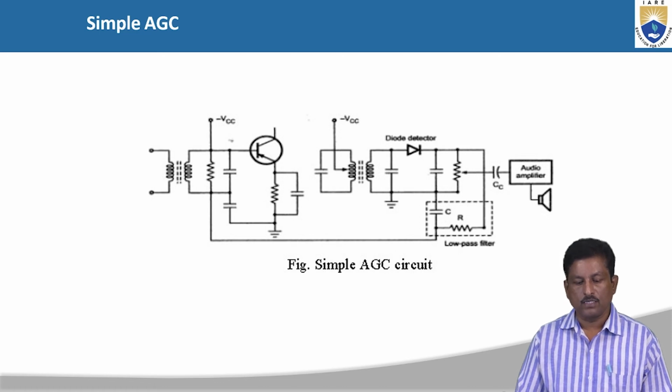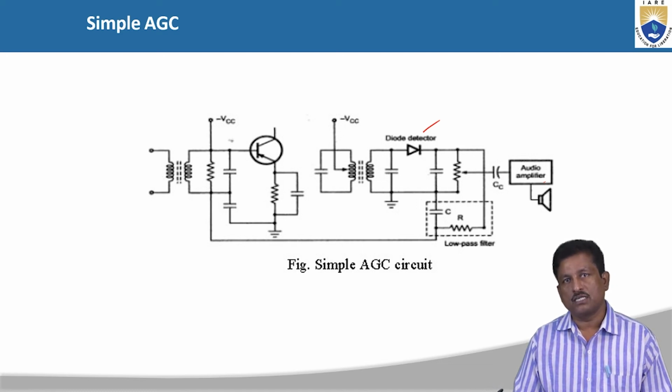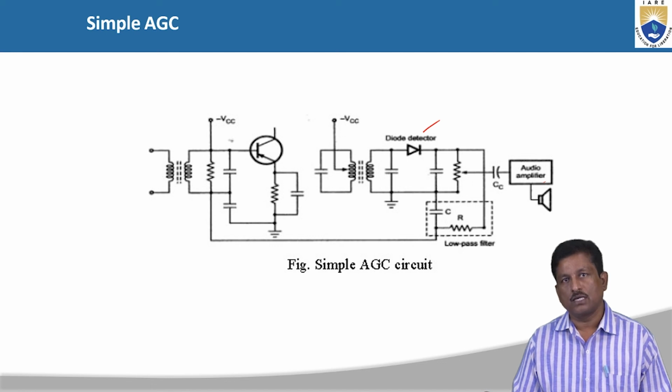Here we have the received signal, and there is a diode detector, and then a low pass filter and audio amplifier. Once you have this IF value, based on the requirement of the strength, we vary this automatic gain control circuit. By this we can increase or decrease the gain of the circuit. Then automatically there is an improvement in the strength of the received or demodulated signal.